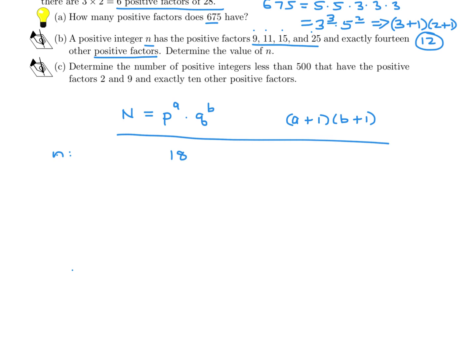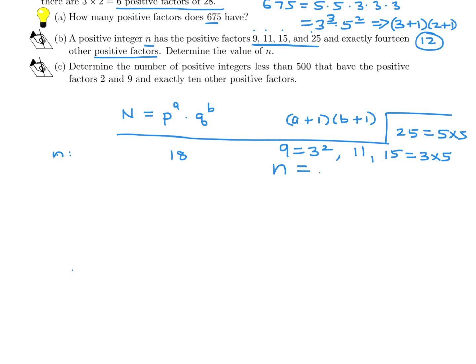And then n, what does it equal? Well, n looks like it has these positive factors in there. So obviously, those numbers have to be part of it. 9 is basically 3 to the power of 2. 11 is a prime number. 15 is 3 times 5. And 25, well, that's 5 times 5. So all of these have to be incorporated into n.